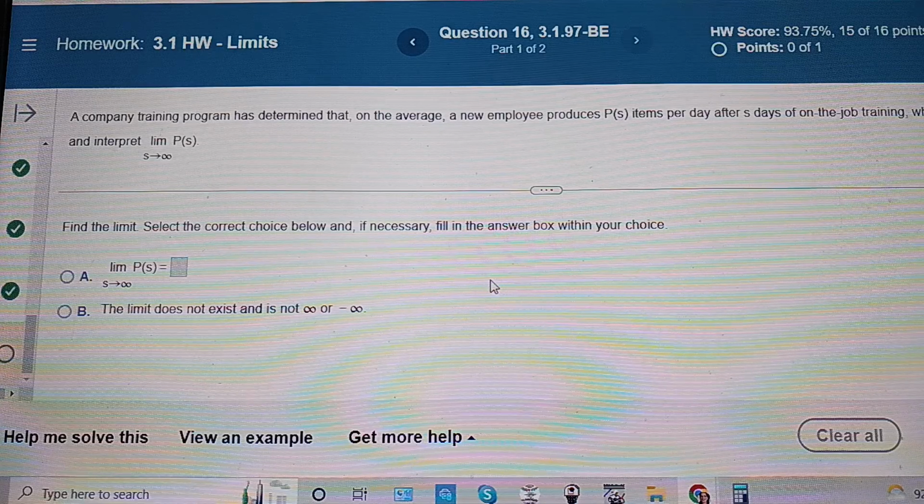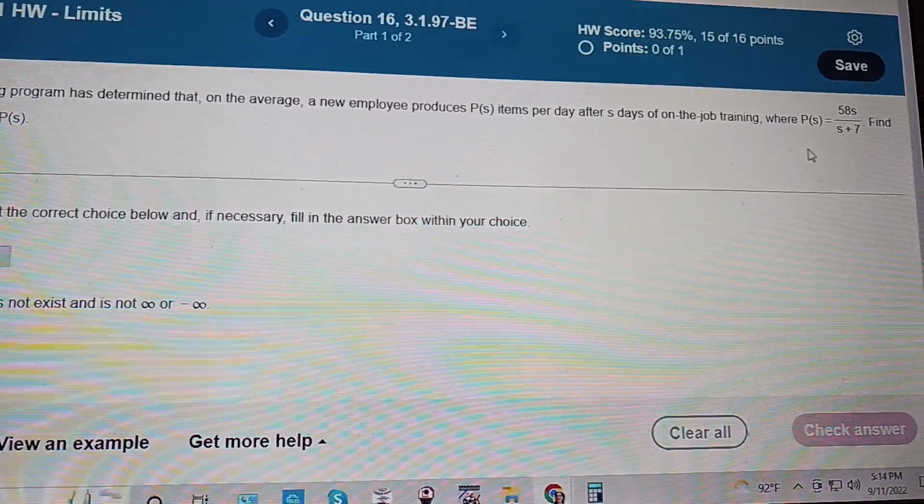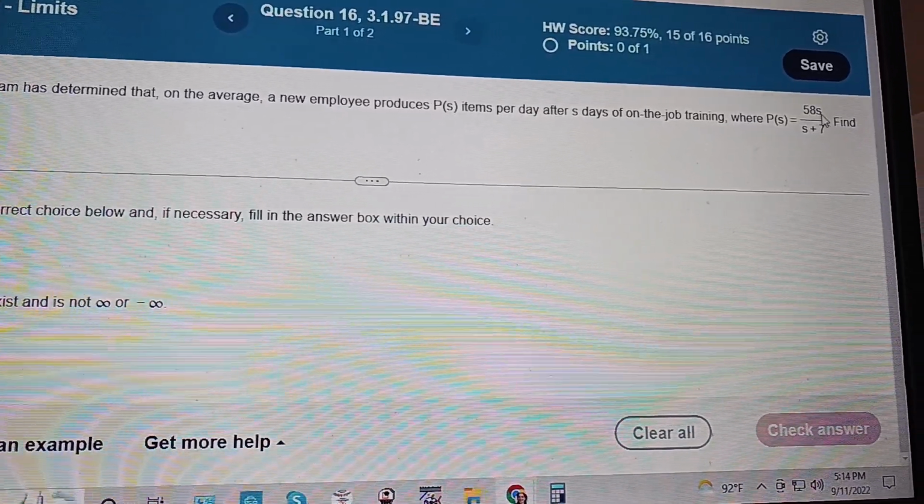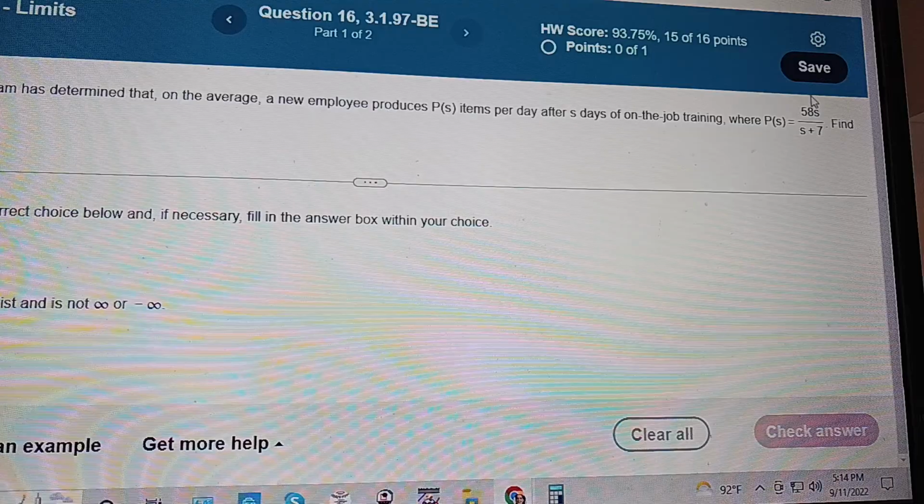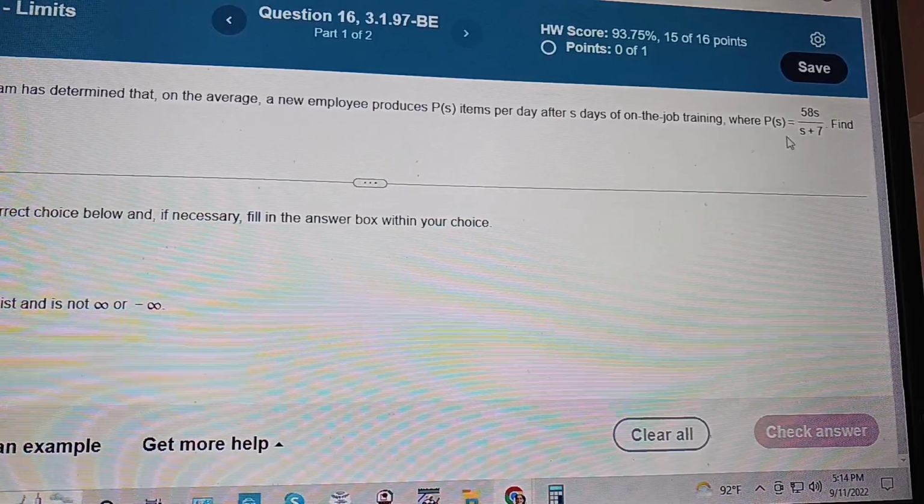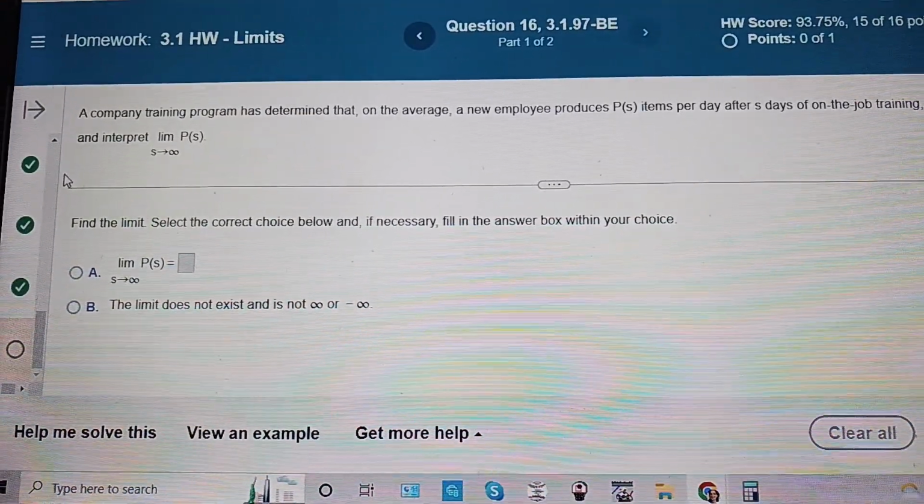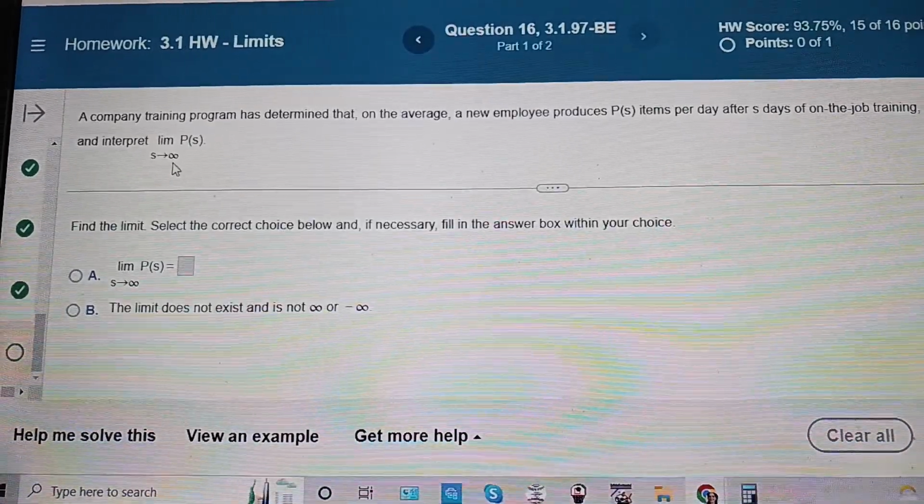Okay, here's one of these business problems, and it involves what we're doing in this section about limits. A company training program has determined that on average, a new employee produces P(S) items per day after S days of on-the-job training, where P(S) equals 58S over S plus 7. So here's a good old rational function right here. Find and interpret the limit as S approaches infinity.